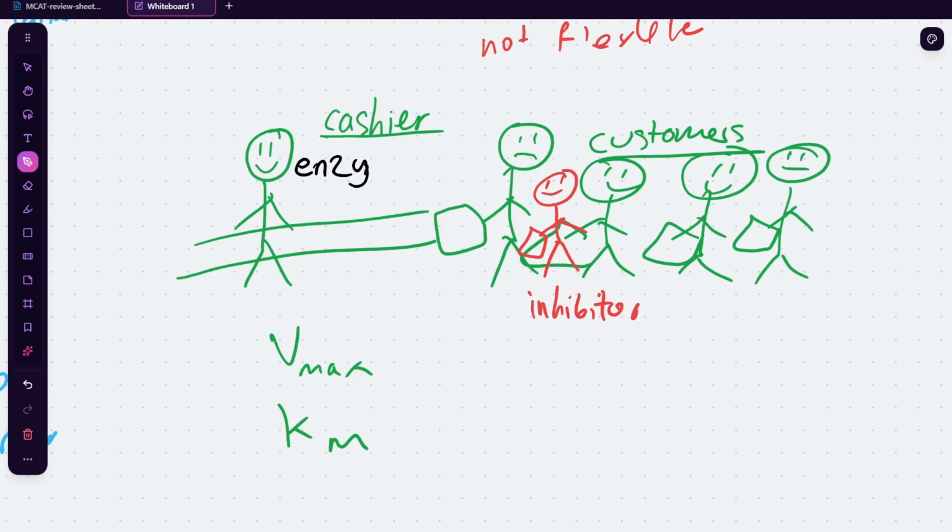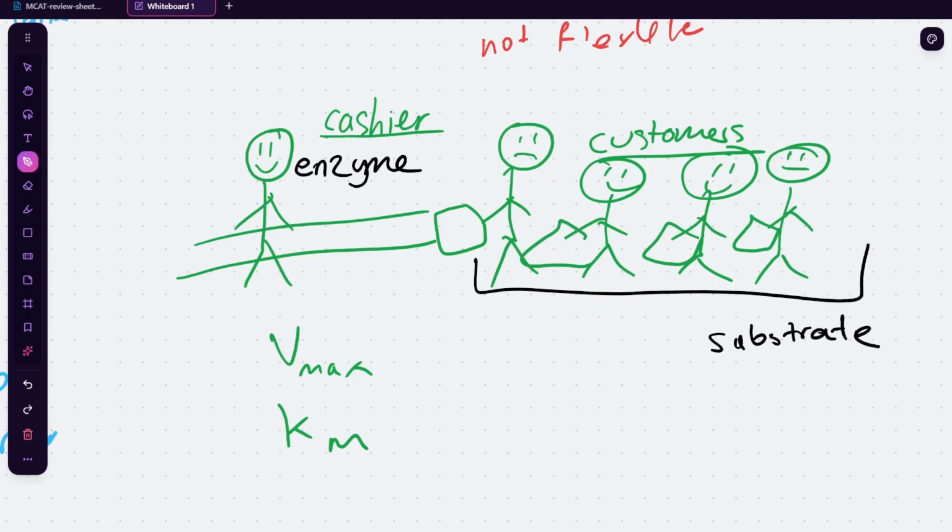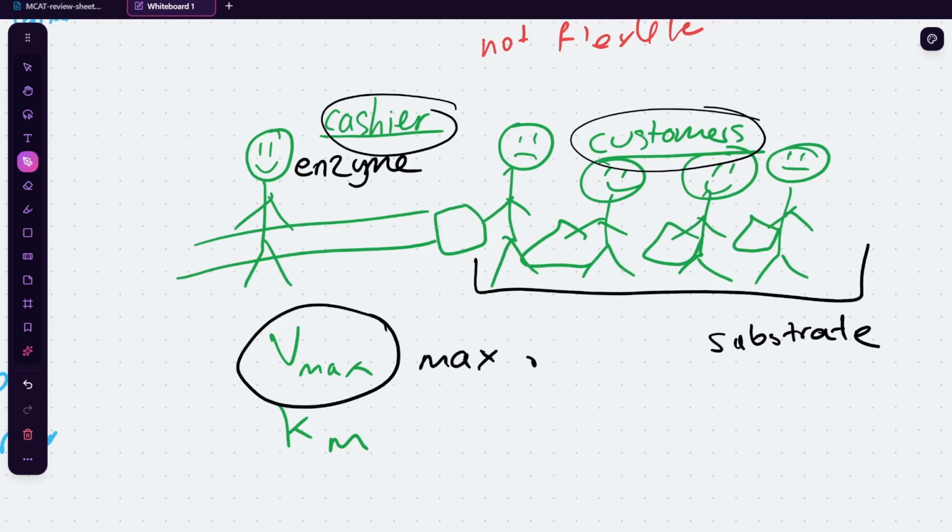So the cashier is the enzyme, okay? And the enzyme is taking in what we want to call substrate, which is the customers, basically. So you have the cashier and you have customers. Now the Vmax is the maximum rate at which the cashier can serve customers, say per hour. Not their salary, but how fast they go through customers. That's their Vmax.